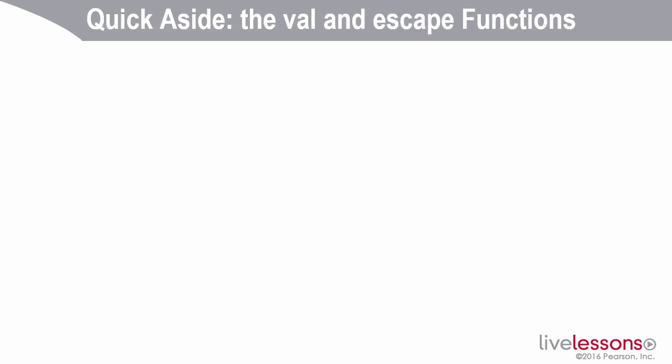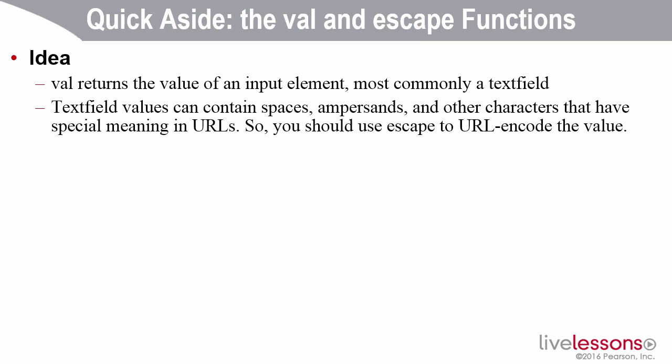Before we go on and actually try it, I want to give a quick aside and look at two regular jQuery functions that will be commonly used when you're building data and sending it to the server. First is val, and the second is escape. So the idea is that val returns the value of an input element, probably a text field to begin with, but it could also be a radio button or a checkbox or a list box and so forth. And the parameters, the data that you send to the server, is usually based on something that the end user typed in.